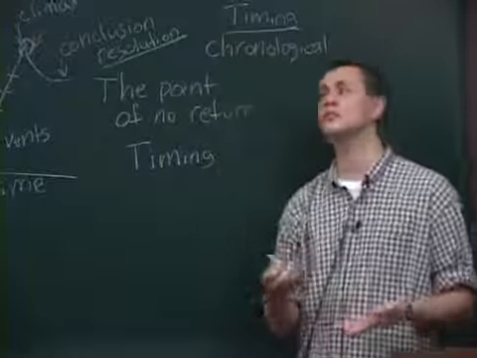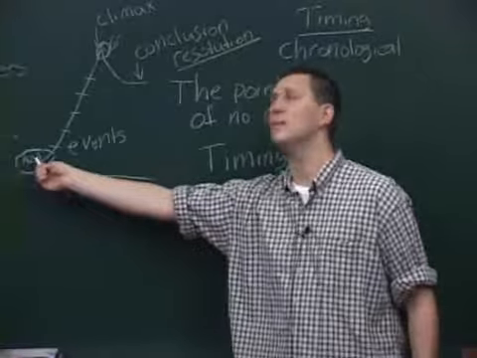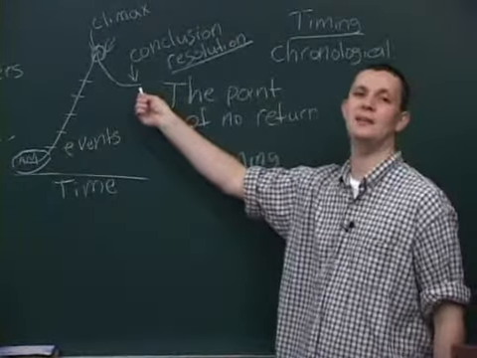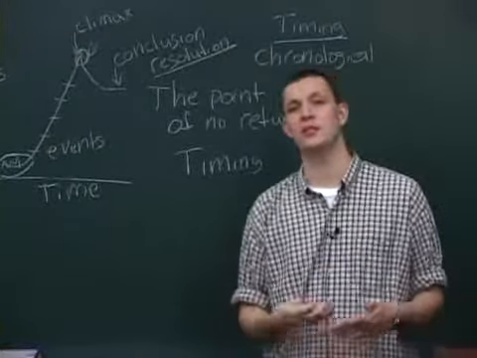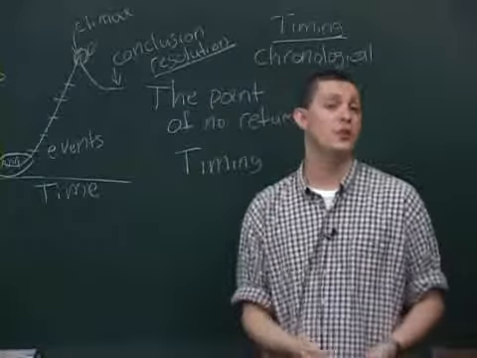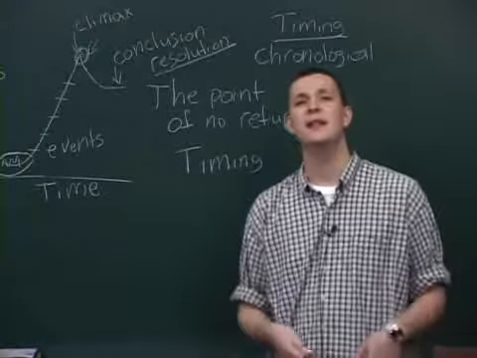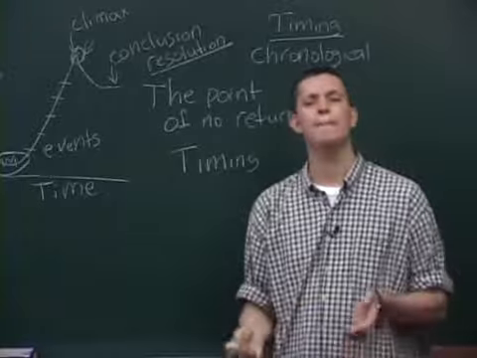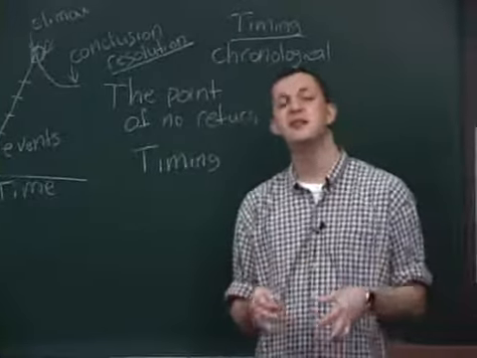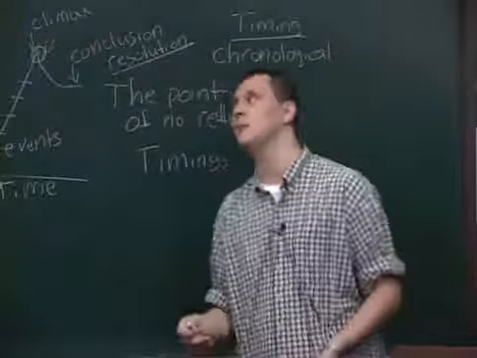So chronological timing follows the story from the beginning till the end. And this is how most stories are told. It's easy for the viewer or the reader to understand, and it makes the most sense. But there are some kind of artistic, different ways that we can use timing also.